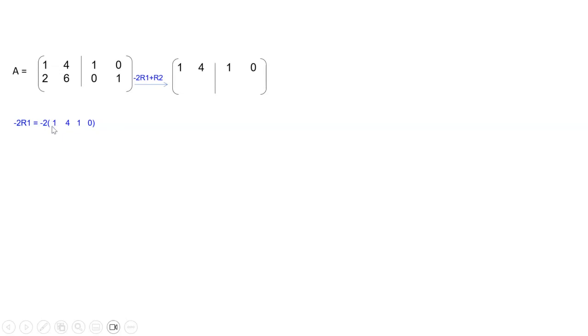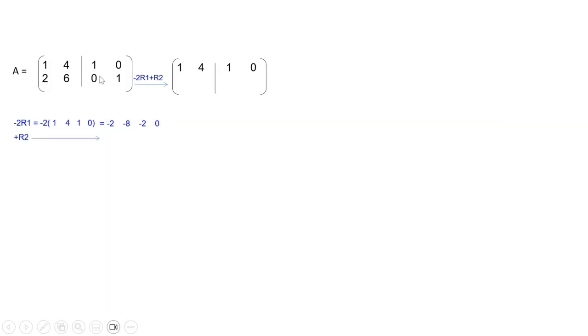-2 row 1 is -2 times 1, -2 times 4, -2 times 1, -2 times 0. I'm multiplying -2 times row 1. This is my result: -2, -8, -2, and 0. Where do those numbers come from? If I multiply -2 times 1 it gives us -2. -2 times 4 gives us -8. -2 times 1 gives us -2. And -2 times 0 gives us 0.